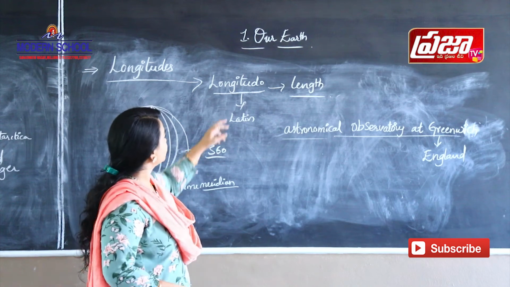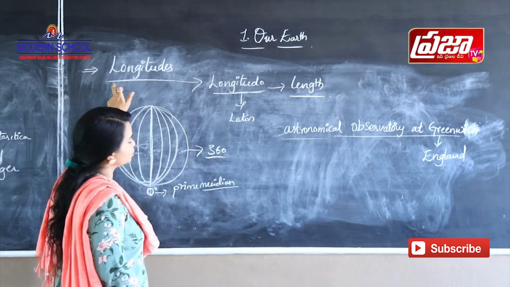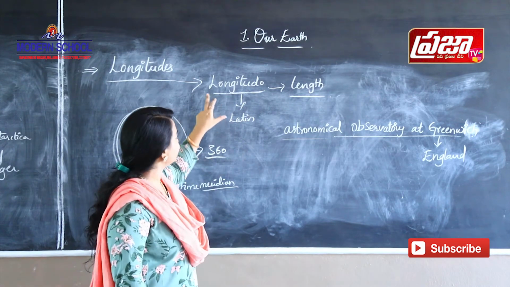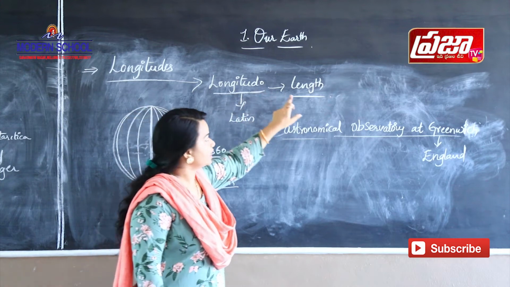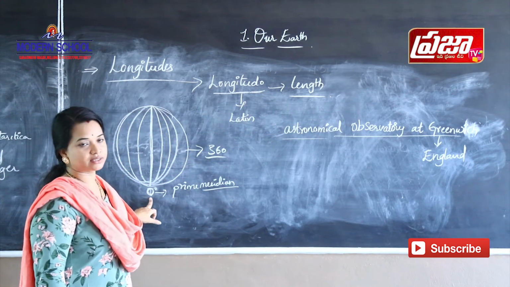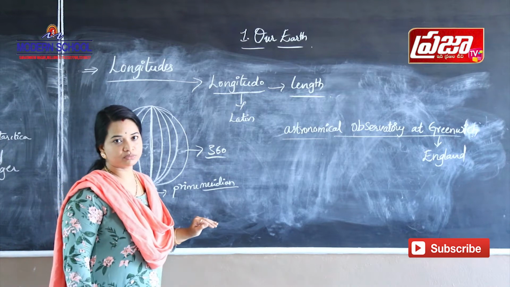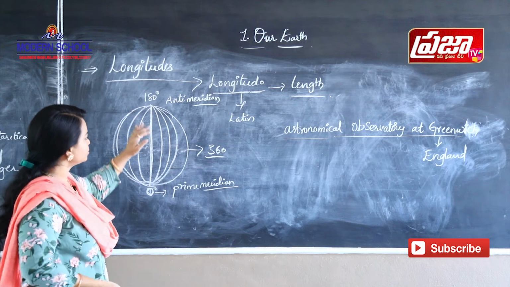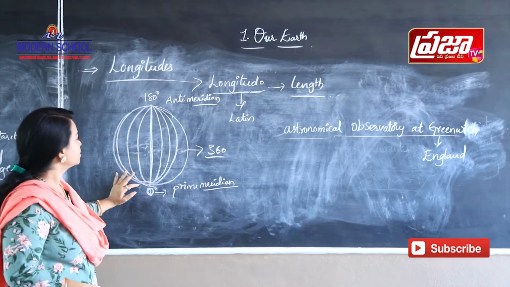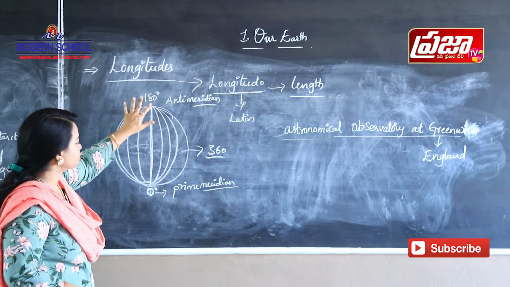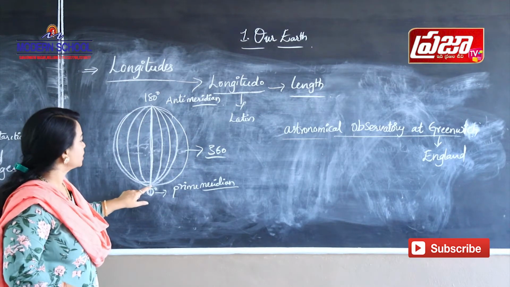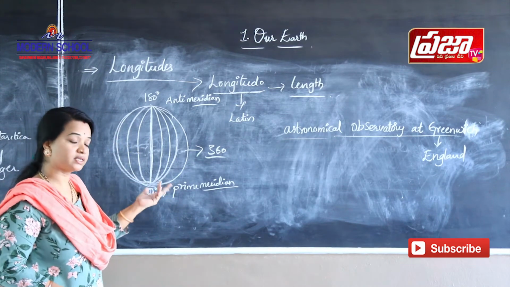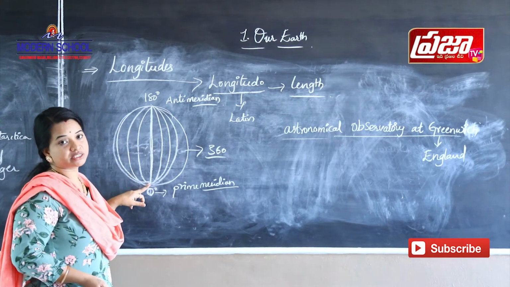So, our topic in our Earth lesson 1, longitudes. The word longitudes is Latin, from the word longitudo, which means the length. If you observe a globe, you can find the vertical lines, and the longitudes are also called semicircles because they intersect at the North Pole as well as the South Pole. These are not circles, these are semicircles. Latitudes are called circles, while longitudes are called semicircles.